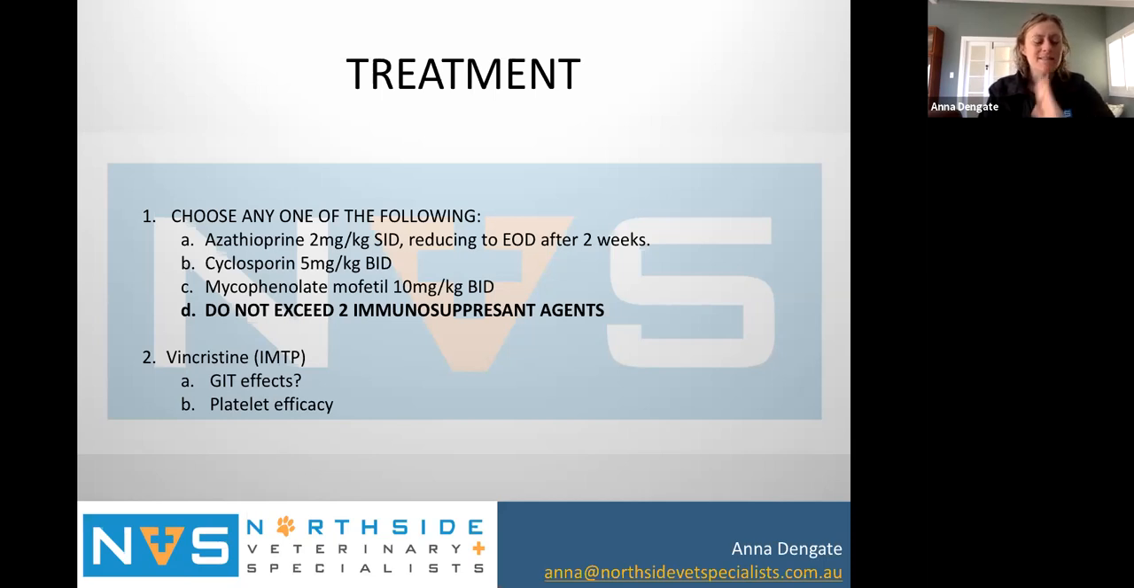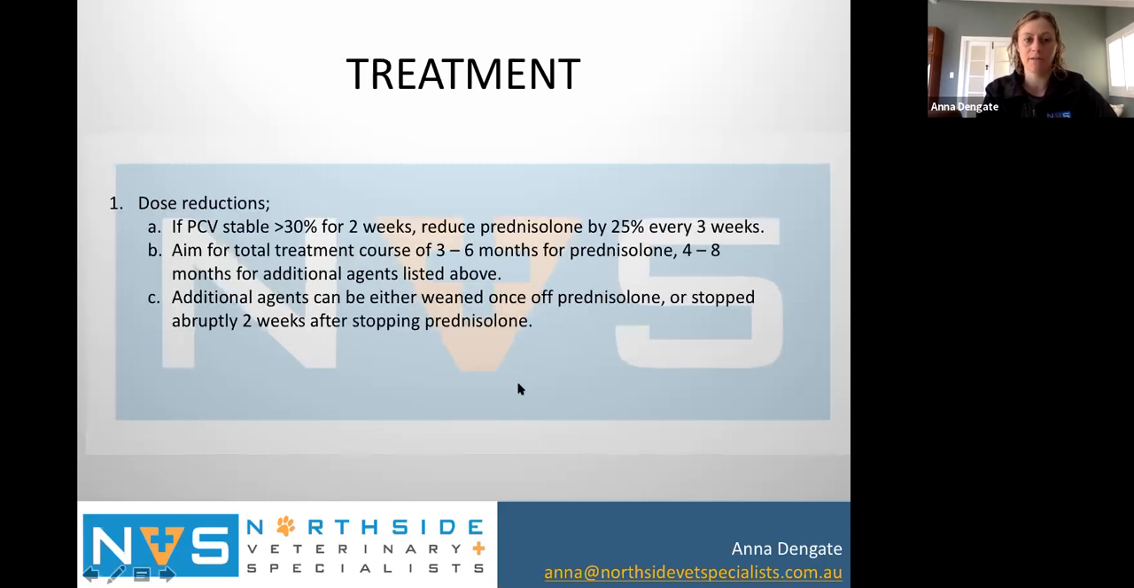And the other thing that makes me nervous about using it is that the most common side effects of vincristine are gastrointestinal, so it often causes vomiting and diarrhea. These patients with IMT are often bleeding in their gastrointestinal tract, and vomiting and diarrhea are traumatic for the gastrointestinal tract and potentially increase risk of bleeding before we get that increased platelet count. So I am wary of it, but it's certainly among the recommended treatment options.